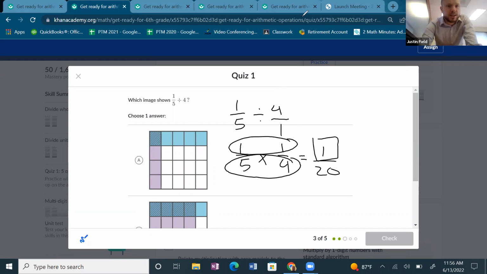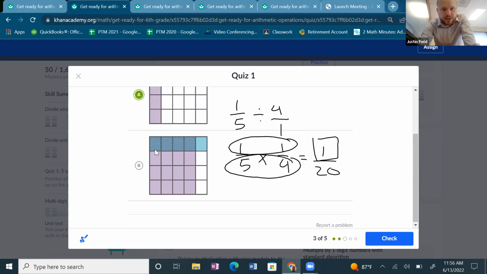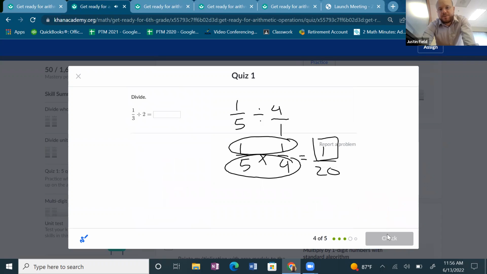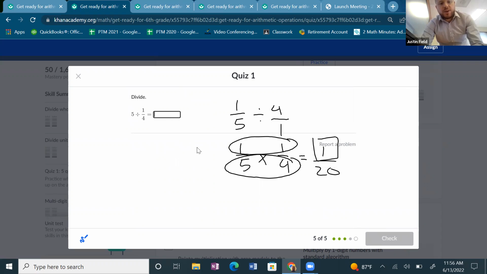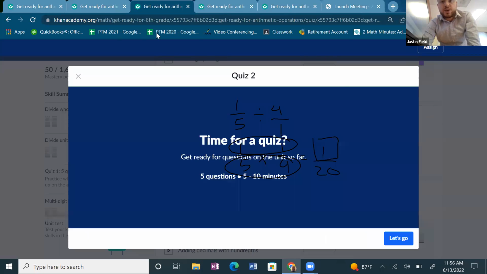So we're looking for the one that has 20 spaces and just 1 filled up. I see that A has 1 filled up and there's 20 spaces. B has 1, 2, 3, 4 filled up. Well, that's not right. This is one that I'm not going to do because we already did it, and this one as well. Just move along. So that's quiz 1.